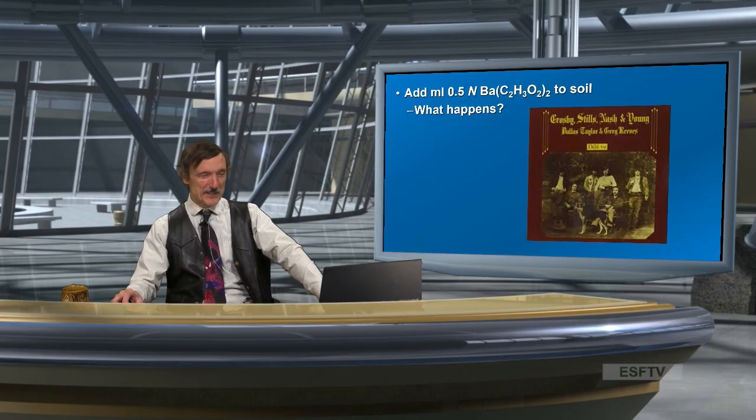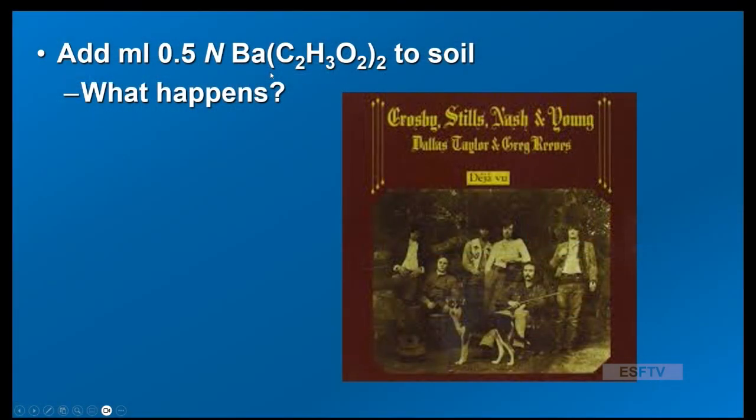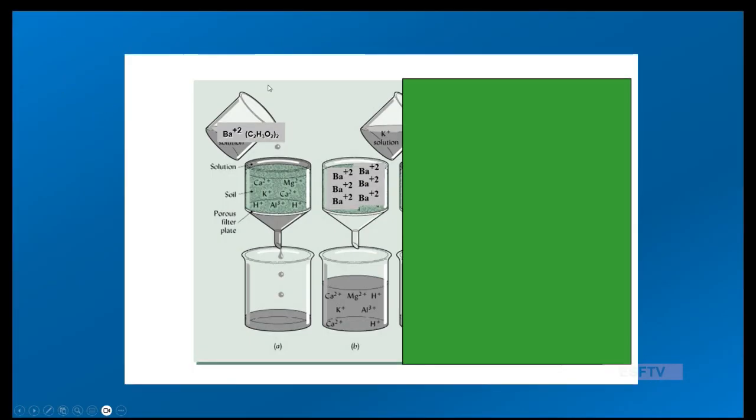But deja vu, we've seen this before. So what happens when you add 0.5 normal barium acetate to soil? That's the question. What happens? And we're going to drip it through. So here's a picture, right? Here's our barium acetate, and we've seen this configuration before. So we leach it through. Okay? We push off all these nice little adsorbed ions, and we replace them with barium +2. Right? And the accompanying anion is acetate. So acetate is acidic, and it generates H+.